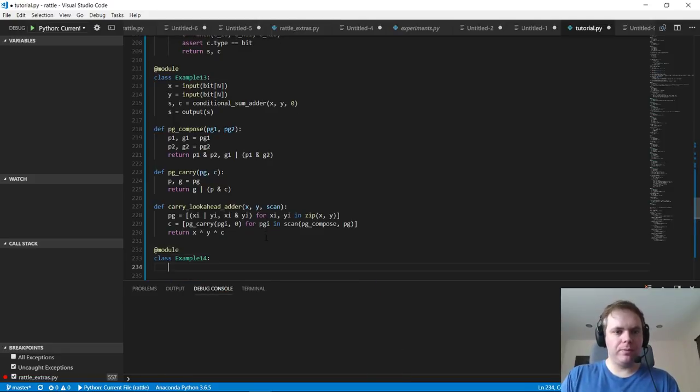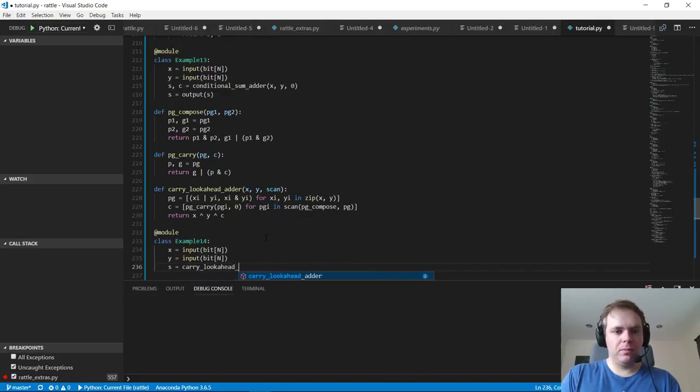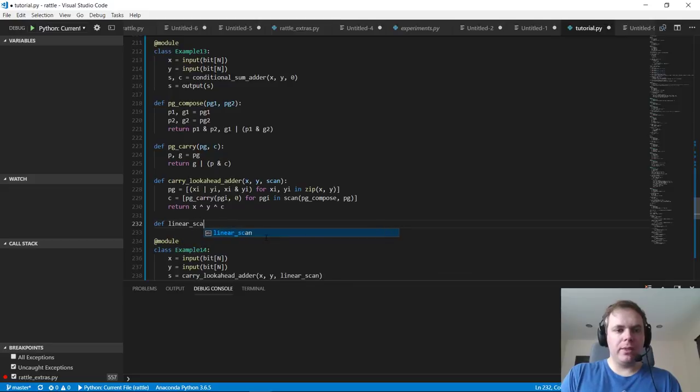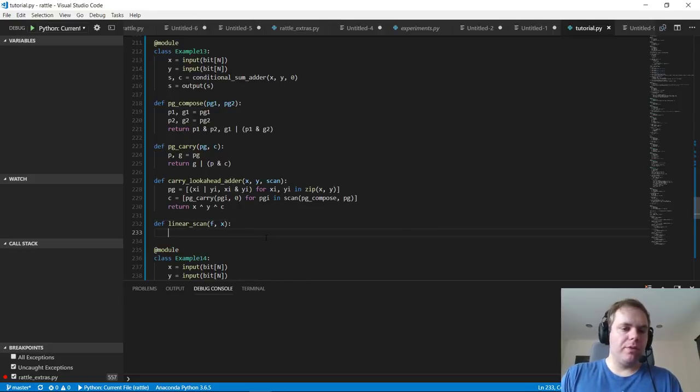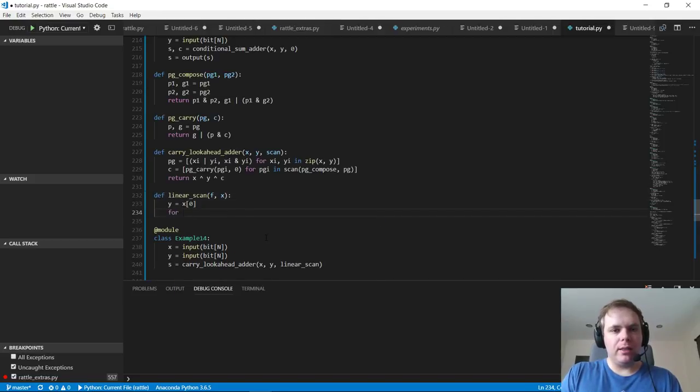Example 14. I will instantiate it with something called linear scan. So we take f and we take a vector x. Y is going to be a running accumulator that represents the result up to that point, basically. And so Y starts out as the first element of X, and then you iterate over everything after that.